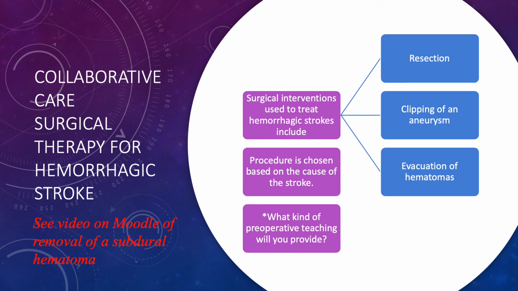Collaborative care for hemorrhagic stroke. This is going to be very different. People with hemorrhagic strokes, we need to get them into the OR as quickly as possible. If it's an aneurysm, we'll clip the aneurysm. If there's a hematoma, we can pull out the hematoma. They might need to resect. Hopefully you don't have to resect too much of the brain, but they might need to get in there and stop the bleeding.